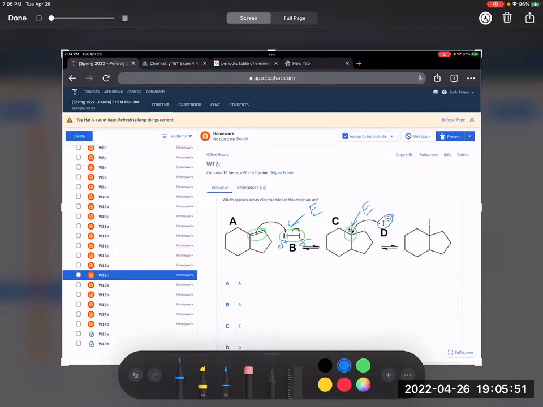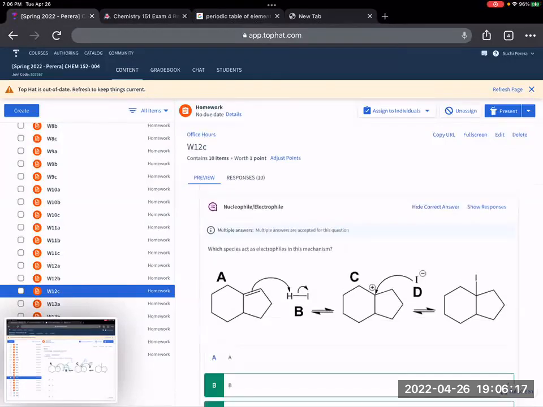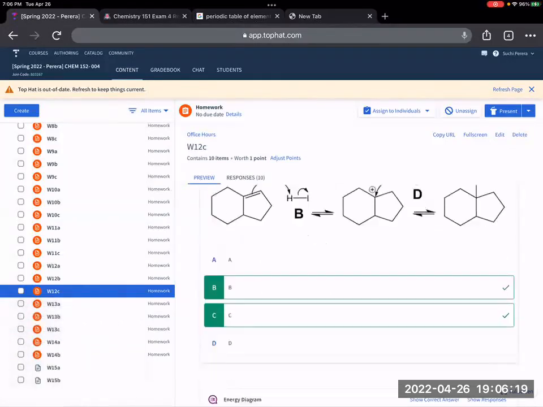Electrophile means they love electrons. We have a positive charge. You love the negative charge, which you find in the electrons. That's the idea here. So the correct answer for this should be B and C. Let's see if we can enter those. Oh no, it can show the correct answer, so it should be B and C.